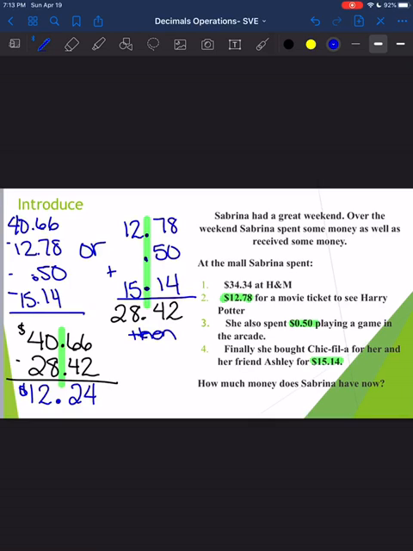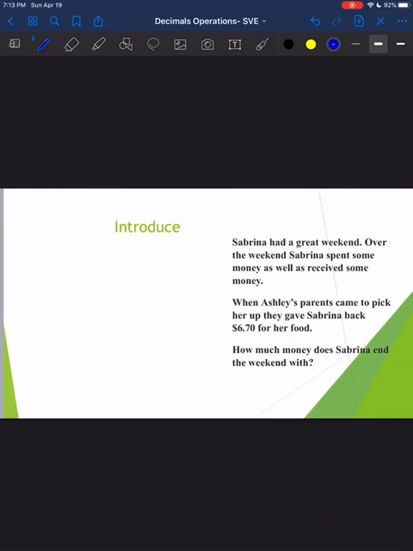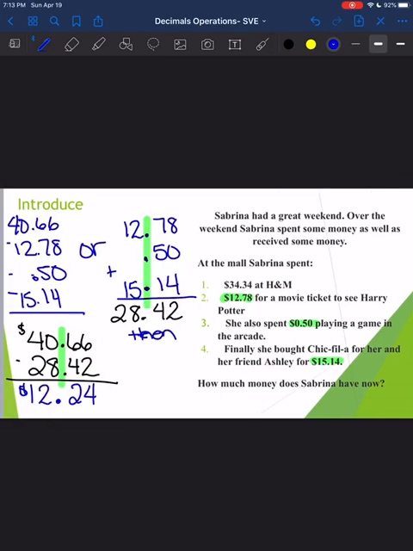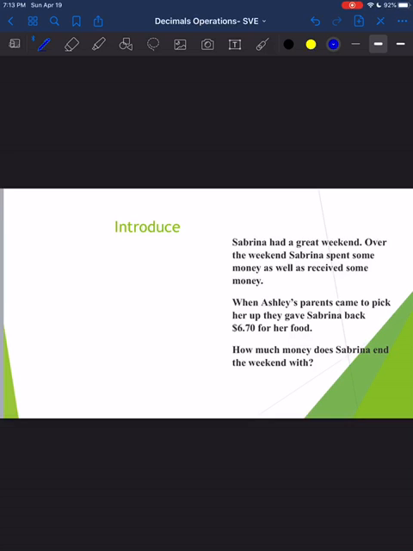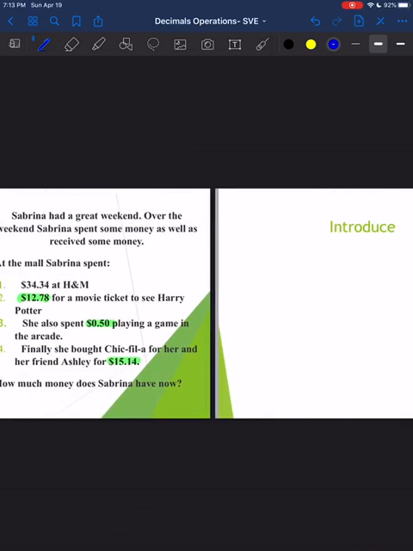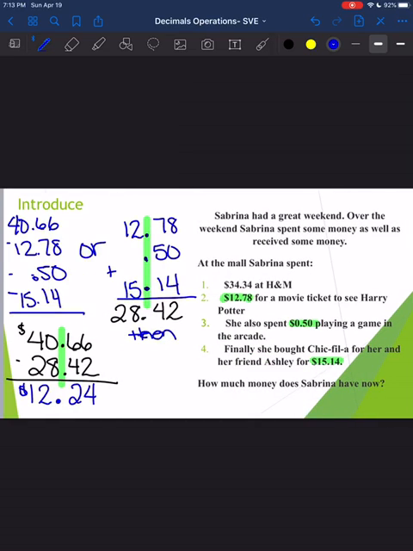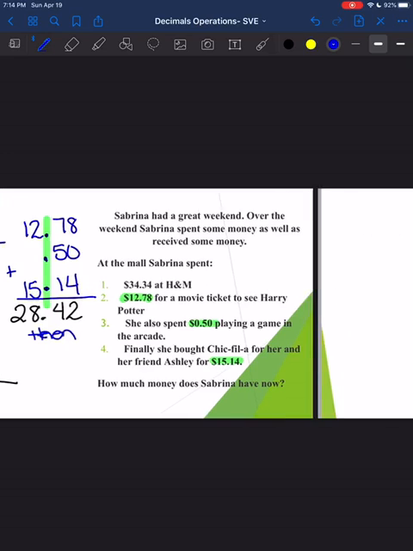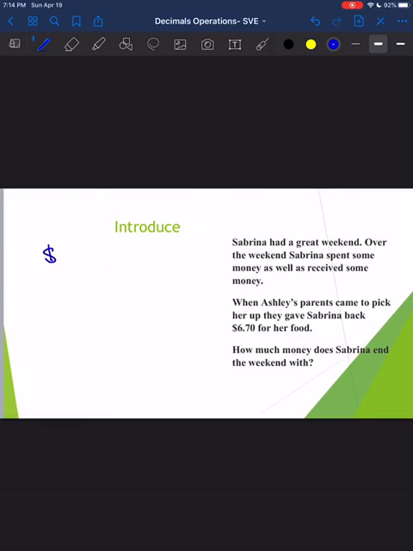Alright. And then finally, being a good friend, Ashley's mom or Ashley's parent came to pick up Sabrina and gave her her money back for Ashley's food. Now, how much money does Sabrina end the weekend with? So remember, Sabrina left the mall with $12.24. And then Ashley's mom gave her back $6.70.